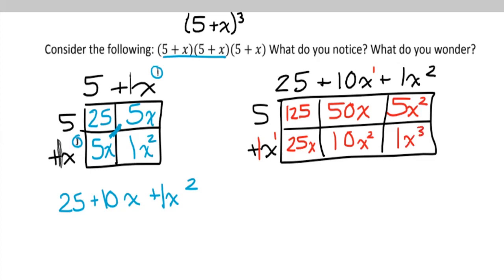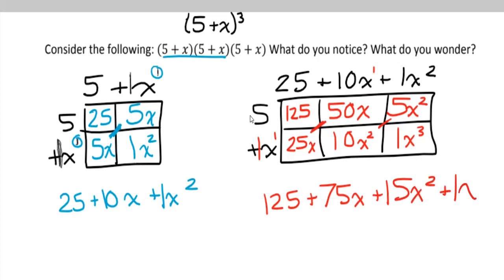And again, talking about combining those like terms as I go, so I don't have to rewrite this. I'm going to start with 125. I'm going to combine 50 and 25 to make 75 x's. 5 and 10 combine together to make 15x squared. And then finally, 1x cubed.